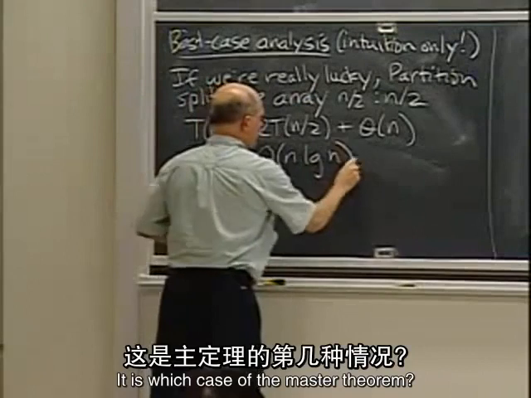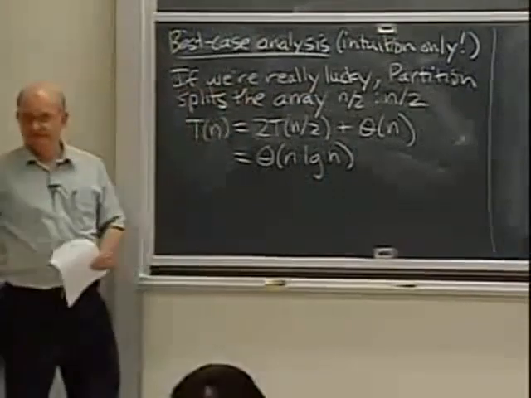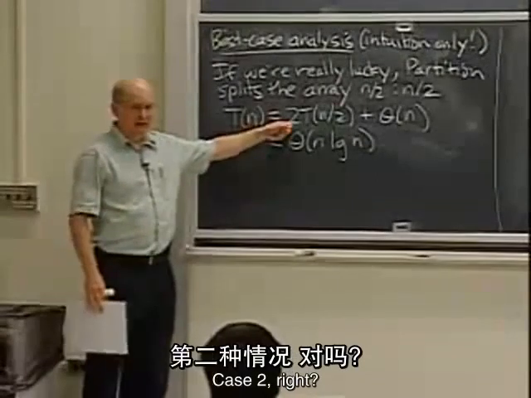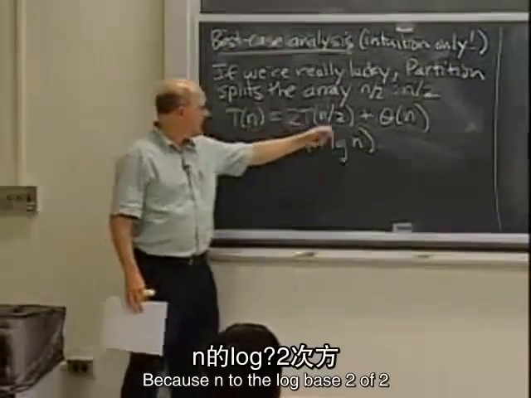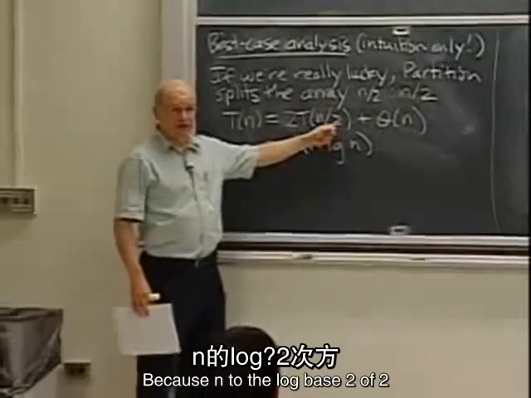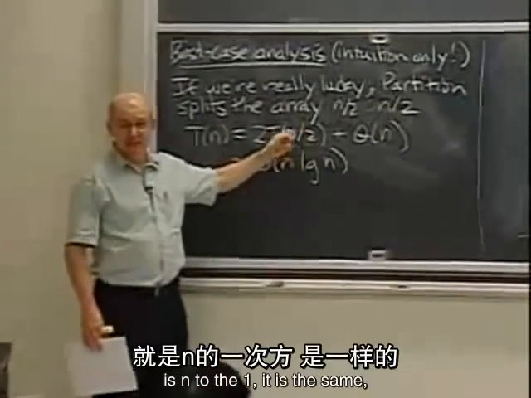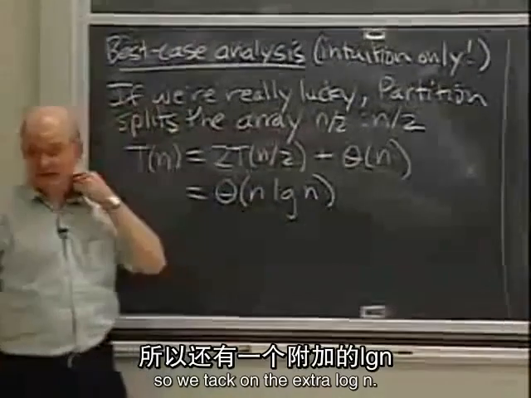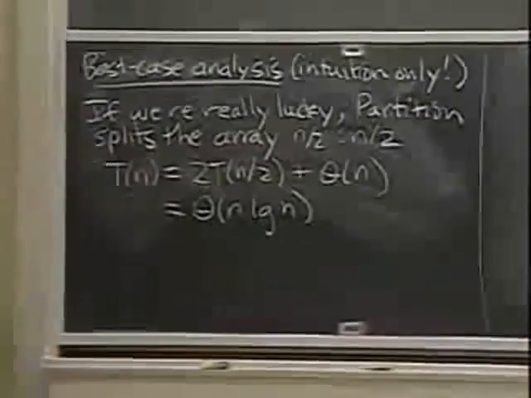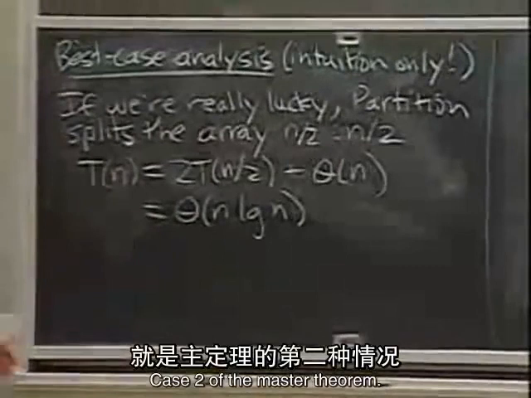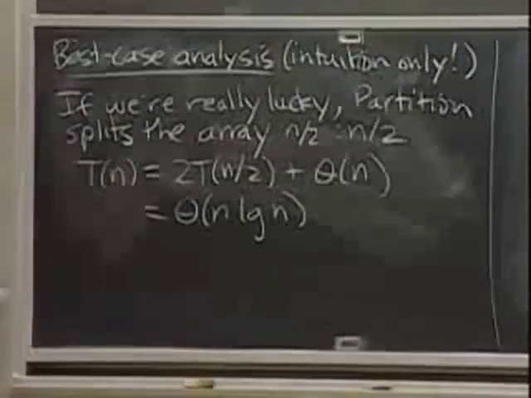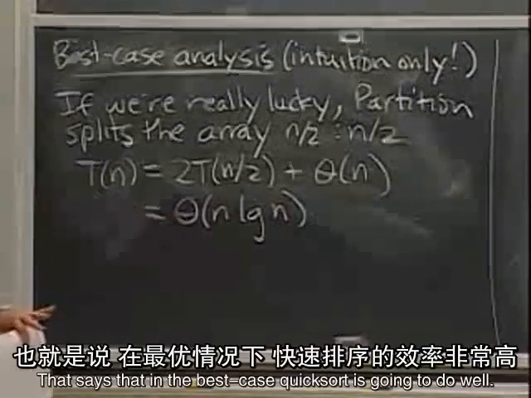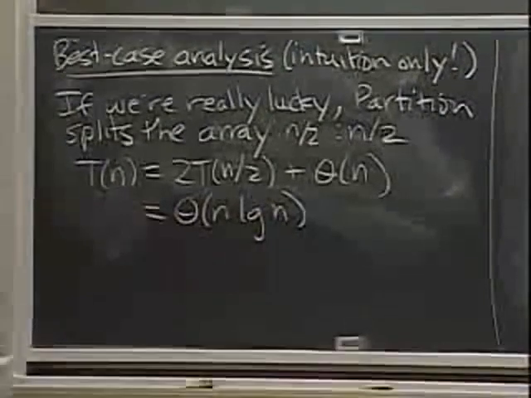Okay, which case of the master theorem is it? Yeah, case 2, right? Because n to the log base 2 of 2 is n to the 1. It's the same, so we tack on the extra log n. Case 2 of the master theorem. So that's pretty good. That says that in the best case, quicksort's going to do well.